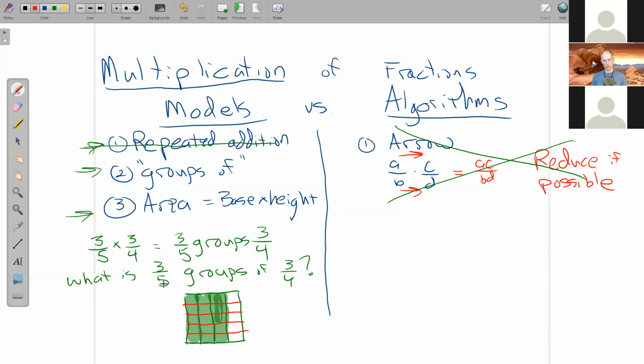So I want 3/5 of the 3/4. So maybe I'll pick this one here, and that one there. So this group right here is 3/5 of the 3/4. Now the question is, what part of the whole is that? Because a fraction is equal parts of a whole.